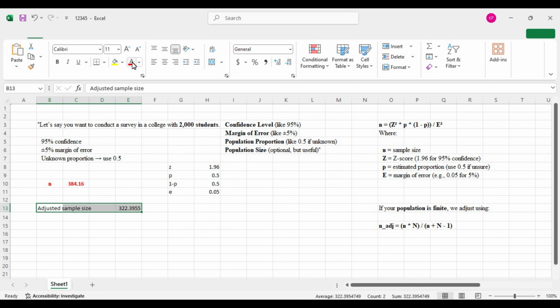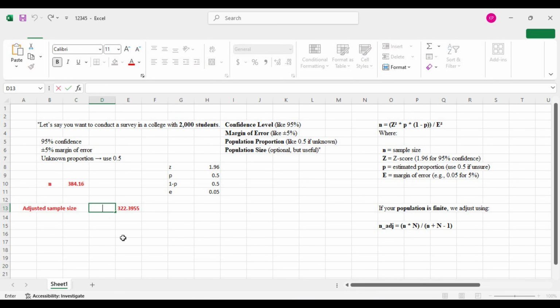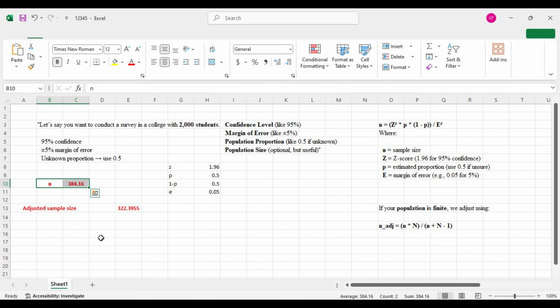Okay, so I hope you understand what the sample size and adjusted sample size are. I hope you understand how to calculate the sample size from the proportion or the prevalence. If you know the prevalence value, you can use the p value from there, calculate 1 minus p from there, and calculate the sample size. Okay, I hope you understand about it.